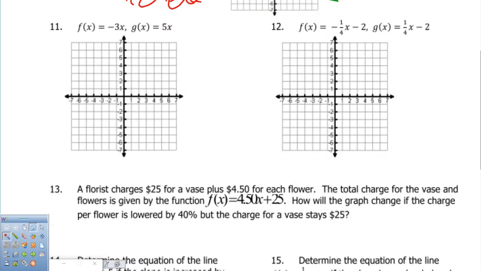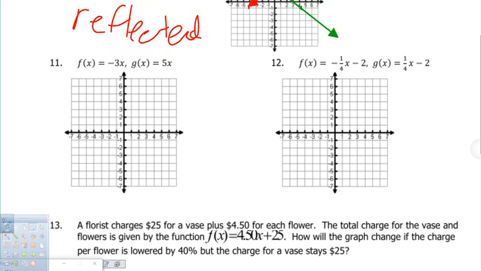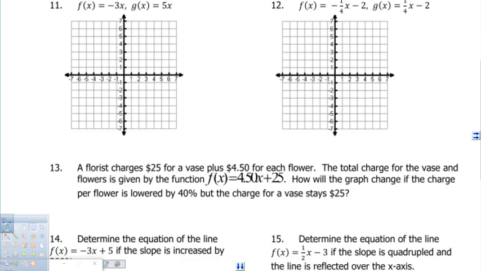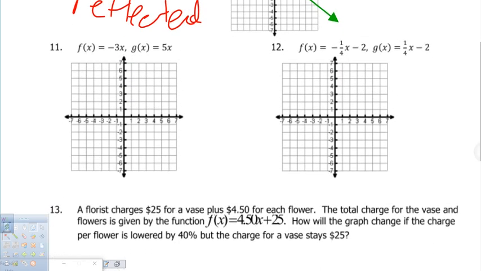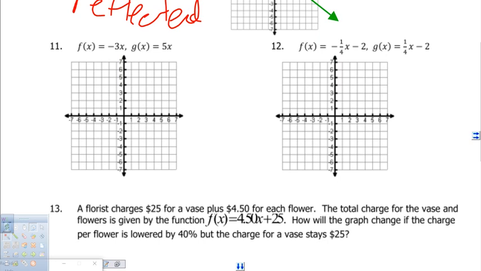Alright. Now we start getting into the fun stuff, okay? Combos. So number 11, that has a slope of negative 3 passing through the origin. So we're going to go 1, 2, 3, over 1, 1, 2, 3, over 1. So right there, and right there. So that's our line. It goes like that.